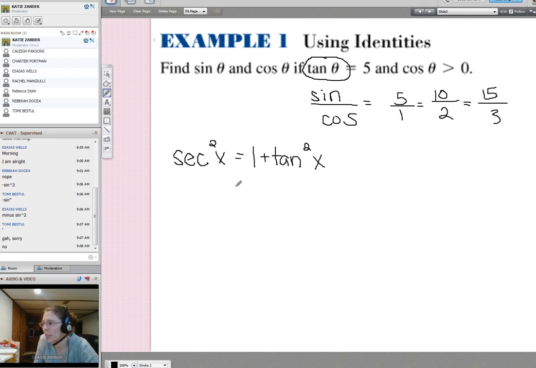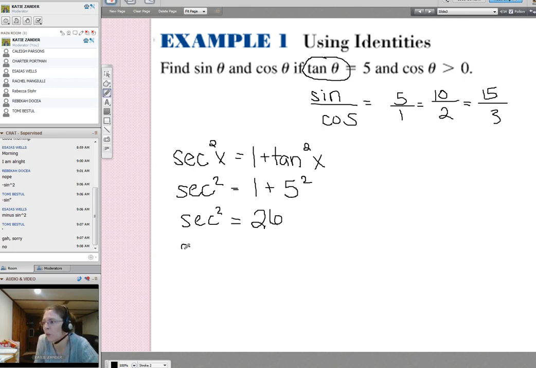All right, and let's replace what we know. We know tangent is 5. So we've got to square that still. So tangent x in our case, or theta, was 5. We substituted that with the 5. Let's see, secant squared is going to equal 26 then, right? Because 5 squared is 25, plus 1 is our 26.